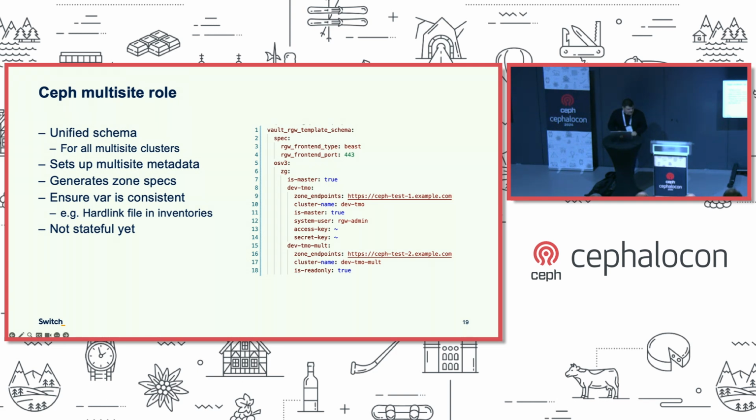I have something here called ensure variance is consistent, but that's only if all your variables are inside inventories, then you just want to know that this is copied, etc. This is not stateful yet because it's the latest thing that we have done, and then we want to add a lot more things. So for example, how are you doing replication from which bucket to which bucket, or from which zone to which zone, etc.